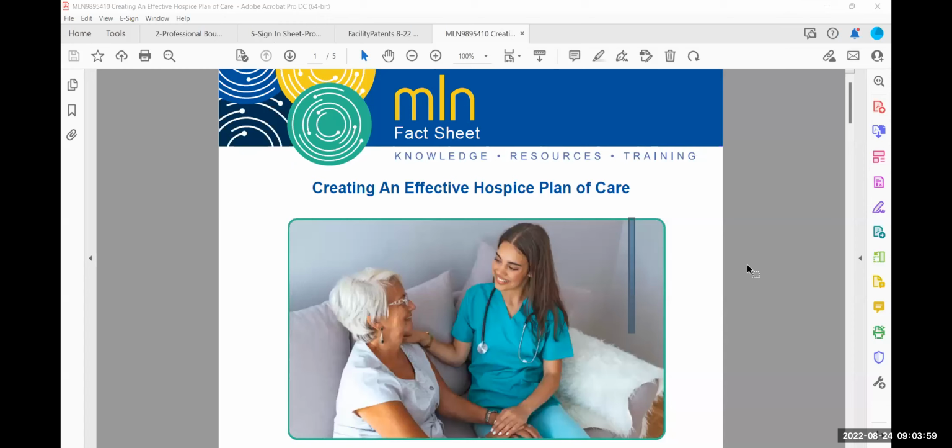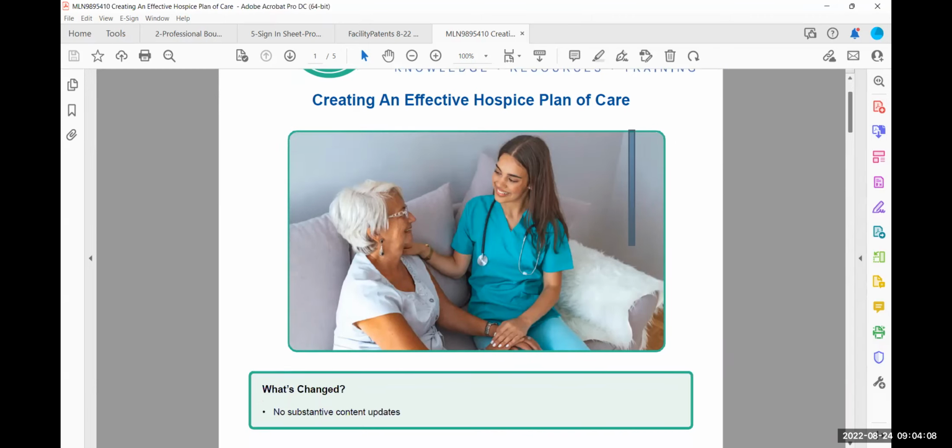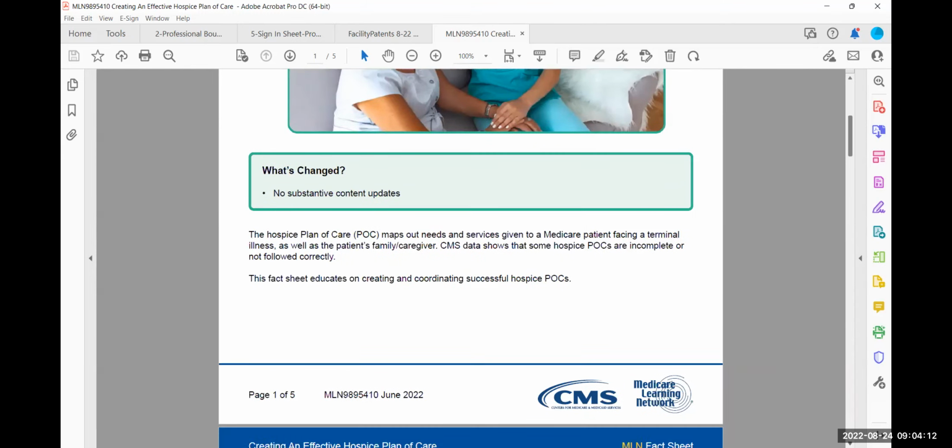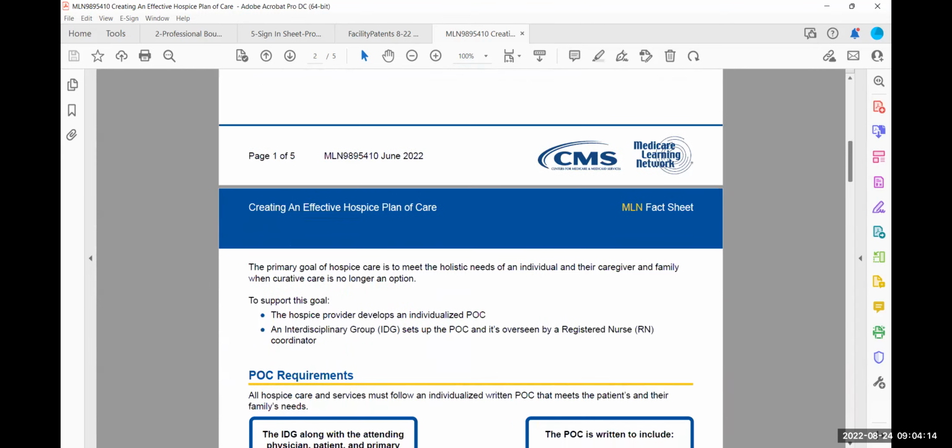And this is directly from Medicare, okay? And it's an MLN fact sheet. Basically, it goes through, what are the requirements for IDG to create an effective hospice plan of care? Because that's what IDG is all about, okay?